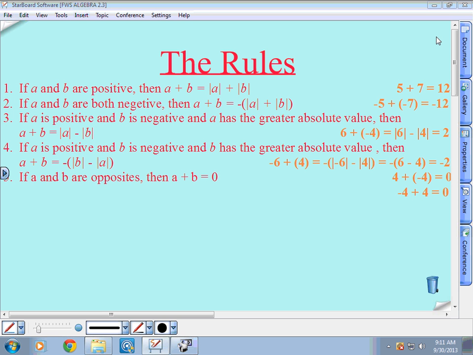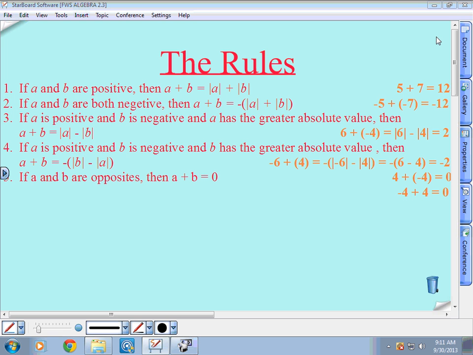Okay. If A and B are both negative, if you're adding two numbers together and they're both negative, then A plus B is the opposite of the absolute value of A plus B. Let's put that in simpler terms, okay? If you're adding two numbers together and they both have the same sign, they're either both positive or both negative, you're just going to add them like normal, and then you're going to use the sign that both numbers have. So if I have 2 plus 3, it's 5.